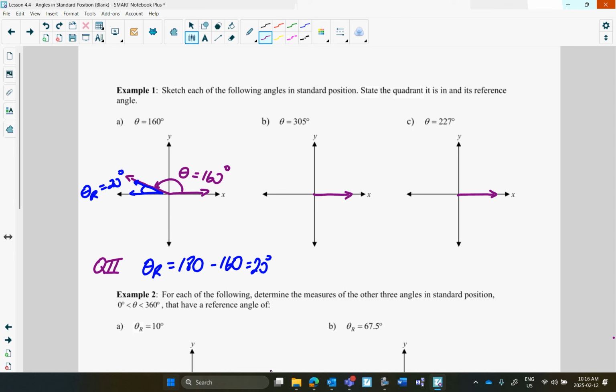Not much. So that would be 315. So I'm going to go just a little bit less than that. And that's theta equals 305. And as you said, it's quadrant 4. And how would we find its reference angle? 360 minus 305, which gives us 55 degrees. Which, when you look at the rest of it, the reference angle portion makes sense.